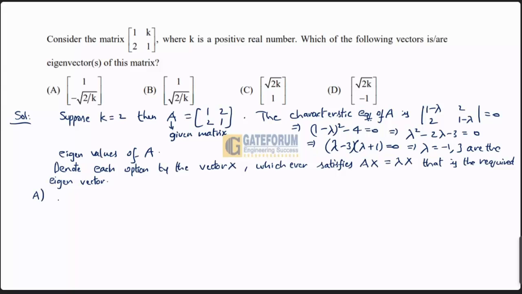Option A, let x is equal to [1, minus root 2 by k], where k is equal to 2. Okay. So this becomes [1, minus 1], since k is equal to 2.